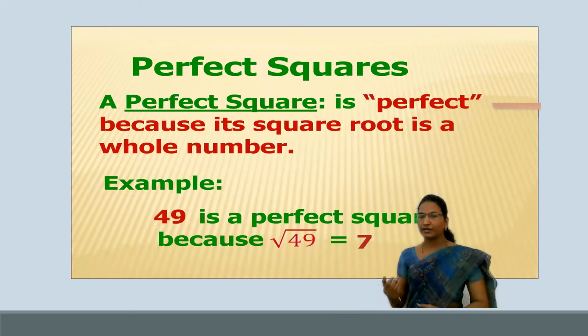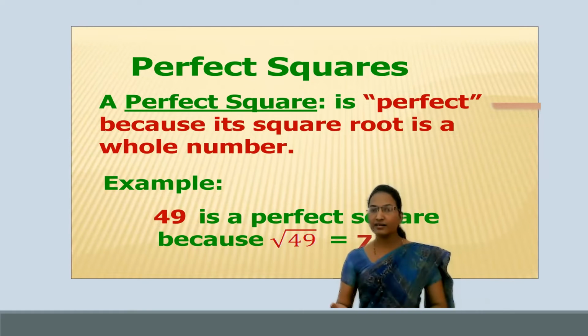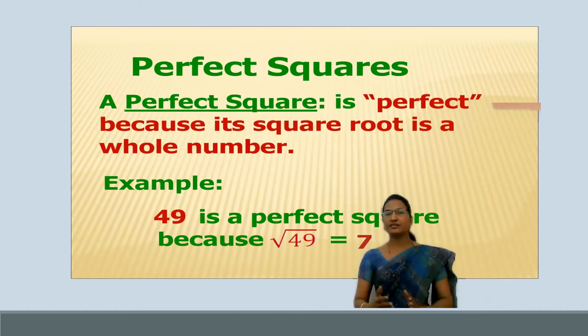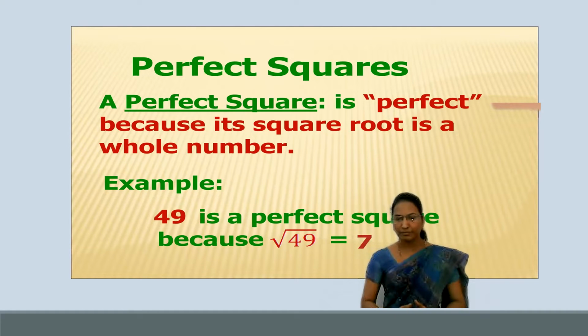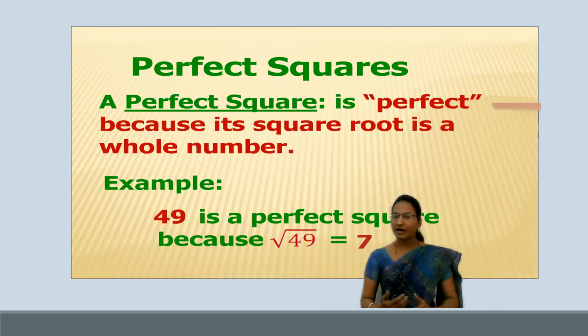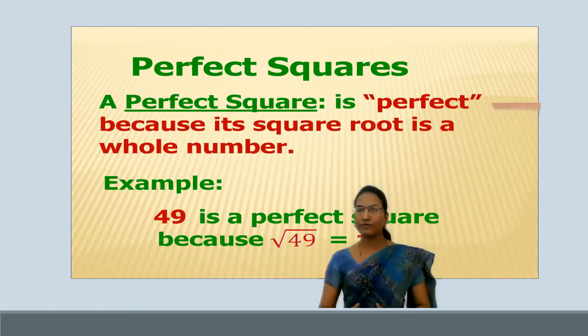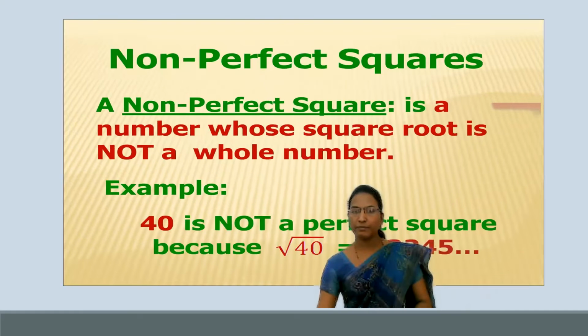But think about this: 50 is not a perfect square, so you will not get a whole number as its square root. You will get its square root in decimal form. Numbers like 49 are called perfect squares. For example, 100 is a perfect square. The square root of 100 is 10. So numbers like this are called perfect squares.